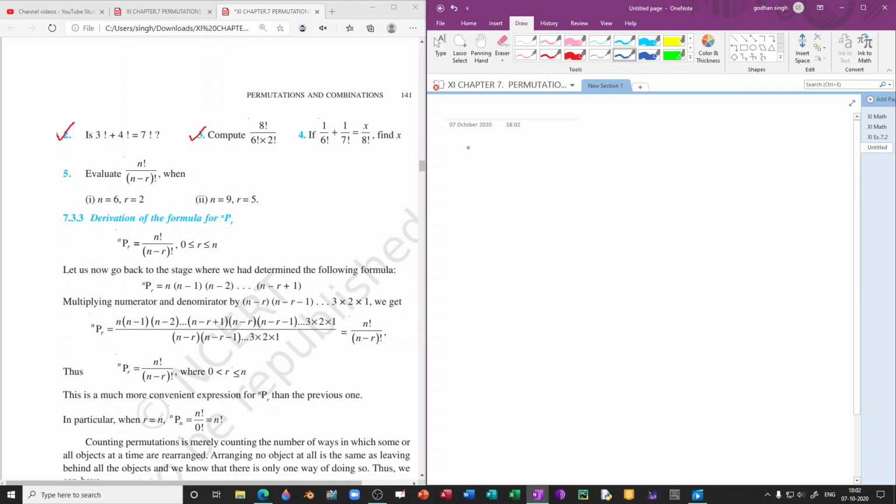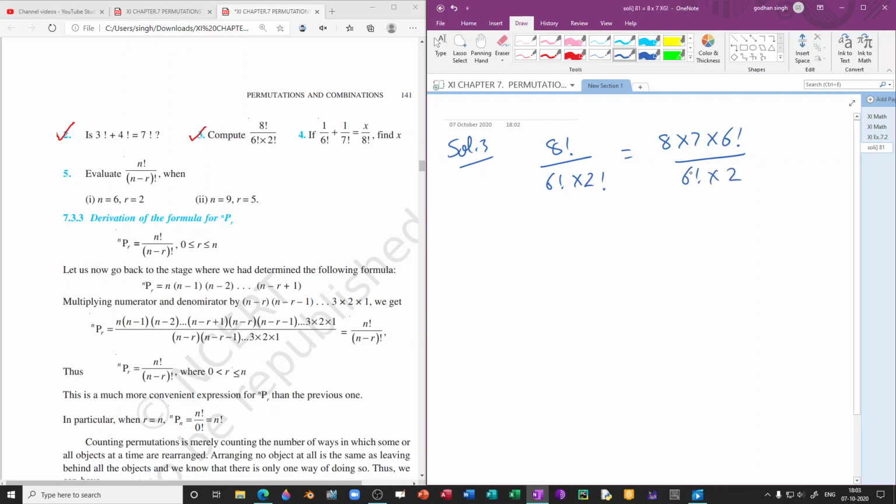So question number 3. We have to compute the value of 8 factorial over 6 factorial 2 factorial. So 8 factorial over 6 factorial into 2 factorial. 8 factorial we can break as 8 into 7 into 6 factorial, because in the denominator we are having 6 factorial, so it will be easier for us to cancel out 6 factorial from both the numerator and denominator.